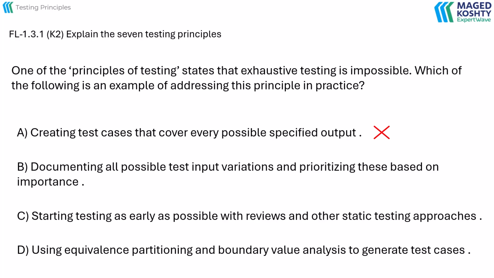Option B, documenting all possible test input variations and prioritizing these based on importance. Just trying to document all possible test input variations is incalculable and would be impractical, as it would take an infinite length of time. Option C, starting testing as early as possible with reviews and other static testing approaches. Starting testing early is a good testing practice. Still, it won't give us the time to execute an infinite number of test cases.